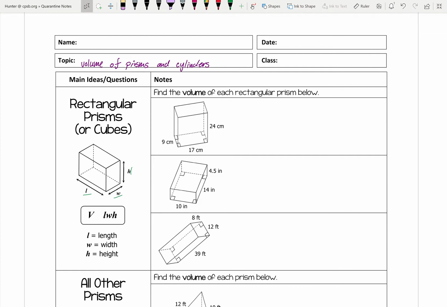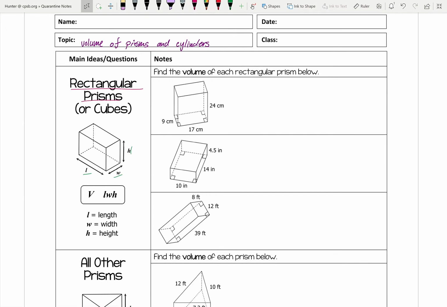So let's see what I got. So when we're doing volumes, first off, we're going to start easy with rectangular prisms. They are the easiest. You can think of an example of a rectangular prism as just a cube or a cereal box or something like that. And to find the volume of a rectangular prism is simply multiplying the length times the width times the height. Okay? Multiplying three things because it's in 3 dimensions.